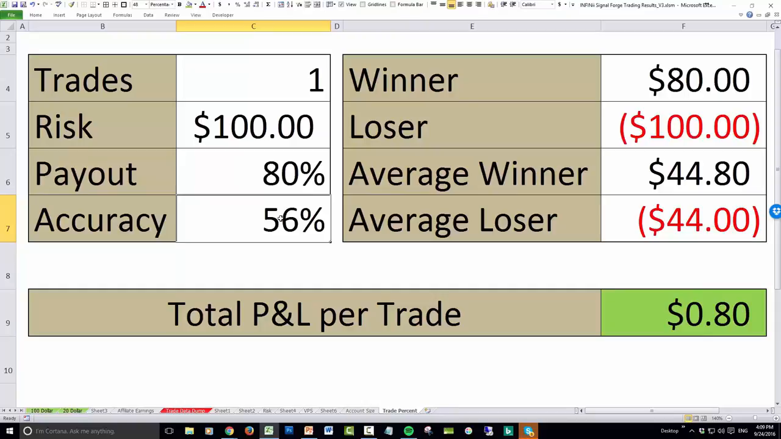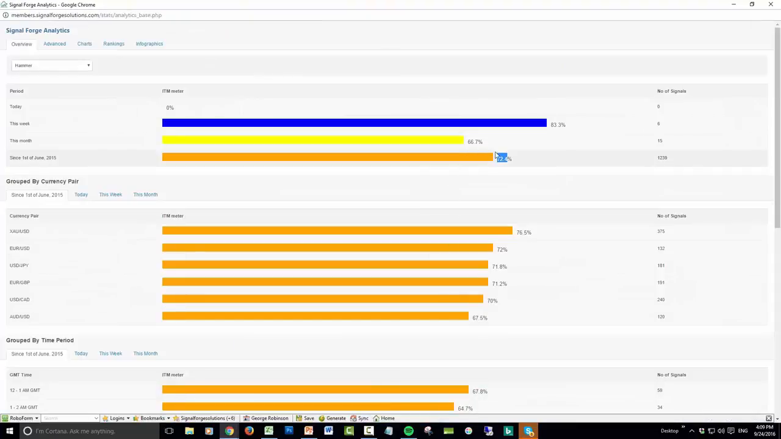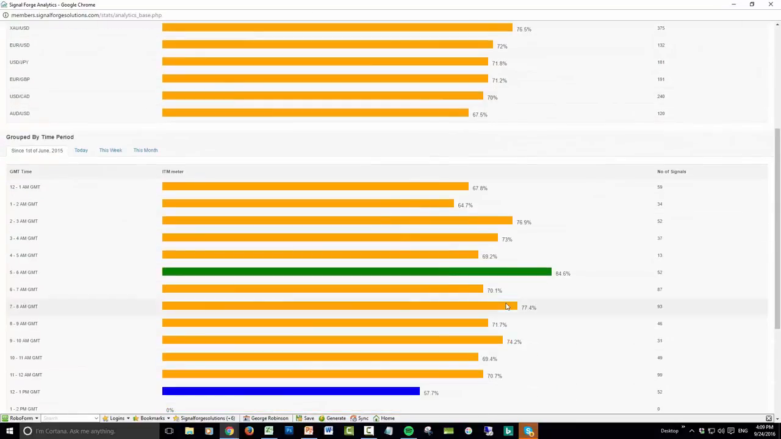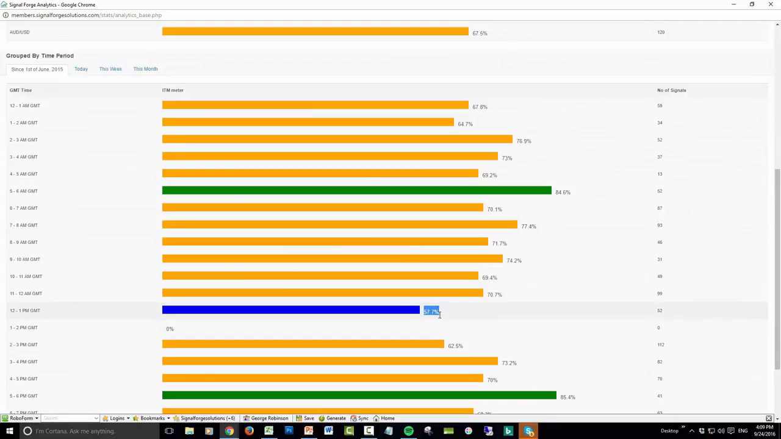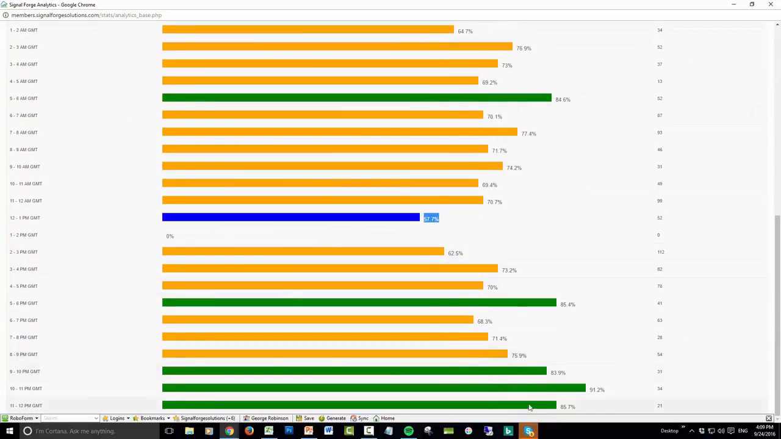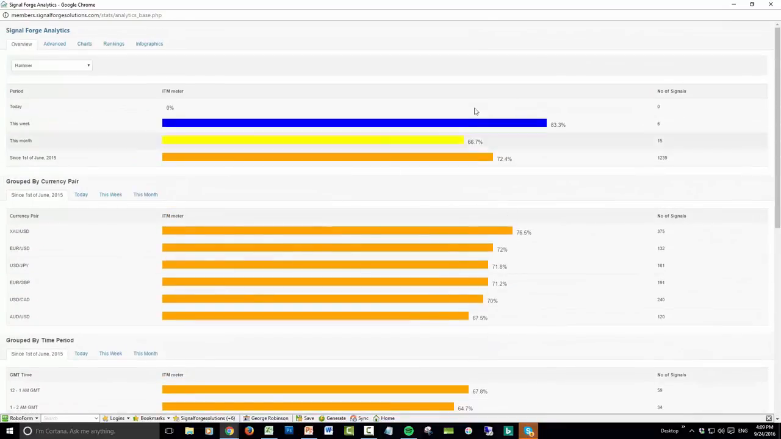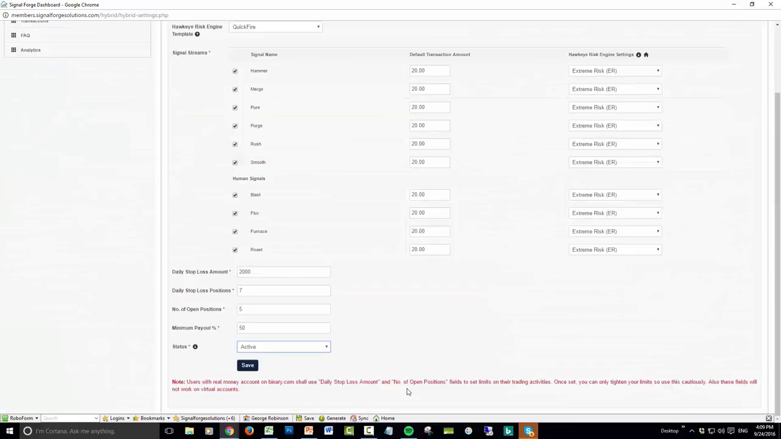So anything above 56% in the money rate, when you're looking at those graphs, would have been profitable. So 66%, good, 72, 83, all of these. This one down here is right borderline, 57%. But anything above there, in general, would have been profitable.